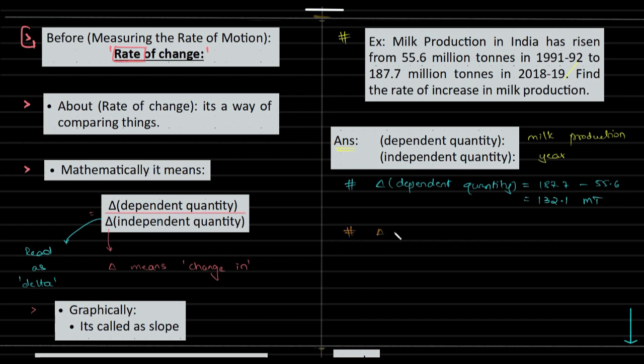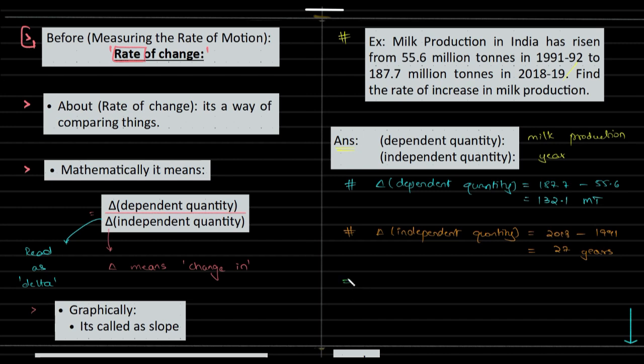Then change in independent quantity. So what is the change in independent quantity over here? The independent quantity is here. It has changed to 2018 from 1991. So the difference happened to be 27 years.